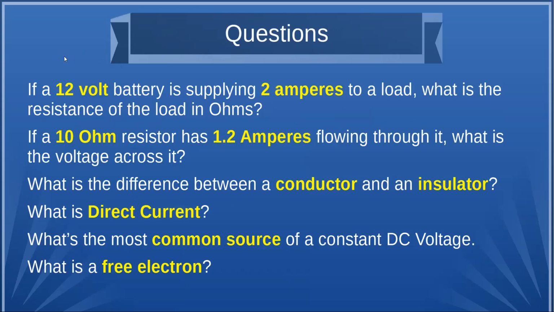Okay, so if I had a 12-volt battery supplying 2 amperes, what's the resistance of the load in ohms? Ooh. Now, these are like test questions. I know. I'm brain dead. It would be 6, right? Huh? 6? Okay. If I got a 10 ohm resistor, it has 1.2 amps flowing through it. What's the voltage across? 12. Okay. What's the difference between a conductor and an insulator?